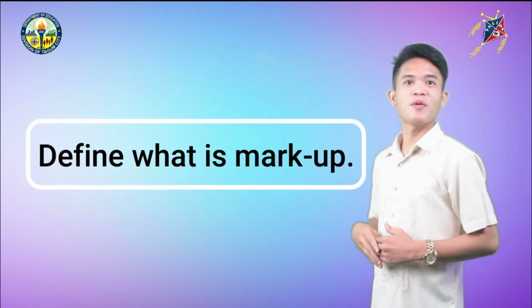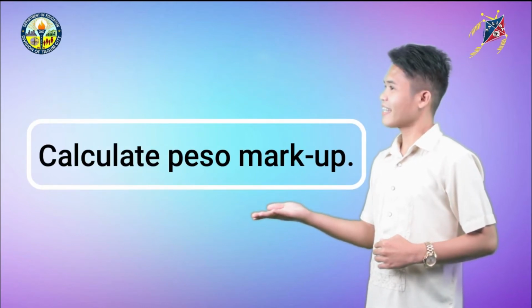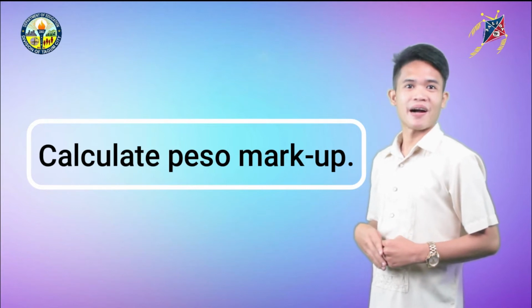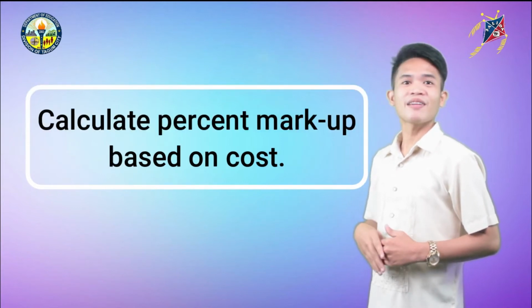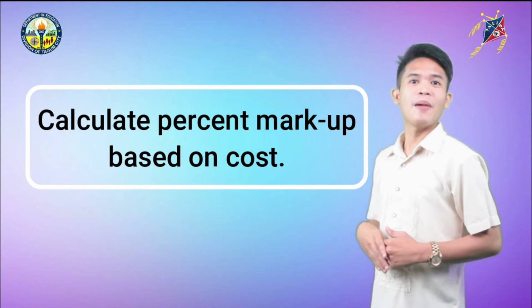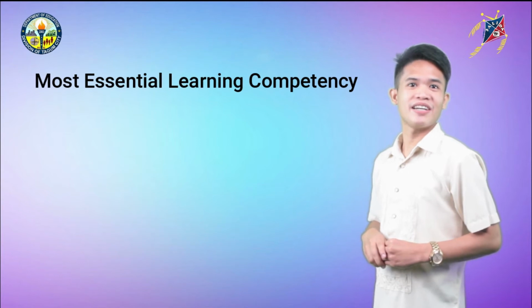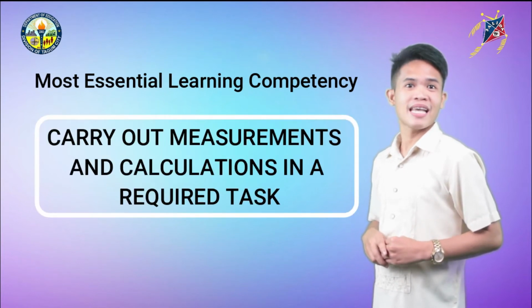Welcome to another lesson in Cookery A. Let's read first the objectives. At the end of the lesson, you are expected to first, define what is markup. Second, calculate peso markup. And third, calculate percentage markup based on cost, which lead us to our most essential learning competency. Carry out measurements and calculations in required tasks.